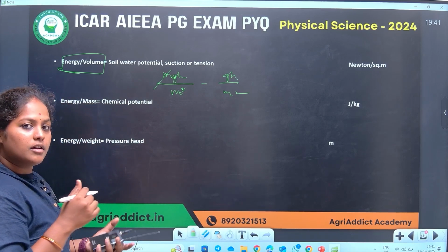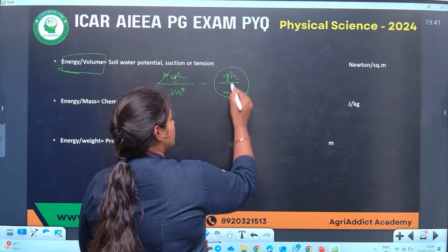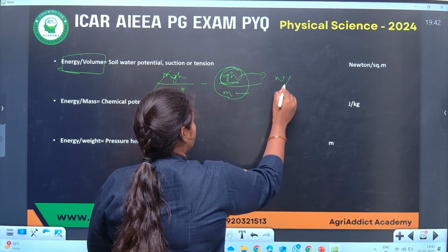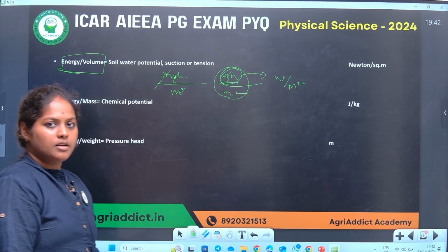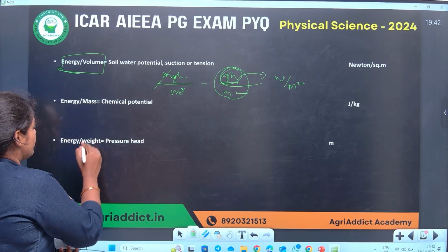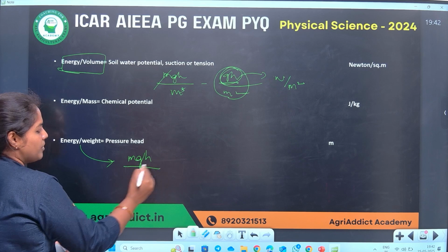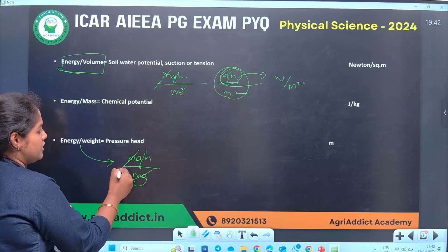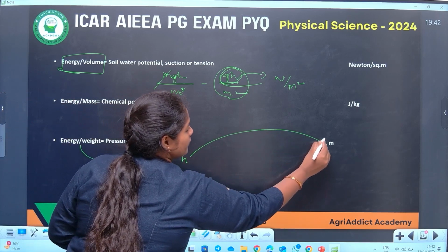If you are converting it further into newtons, you will get Newton per meter square. Energy per weight, we will solve it similarly. Mgh per weight is mg. Mg cancels, height is remaining. Height is nothing but, which is expressed in meter.